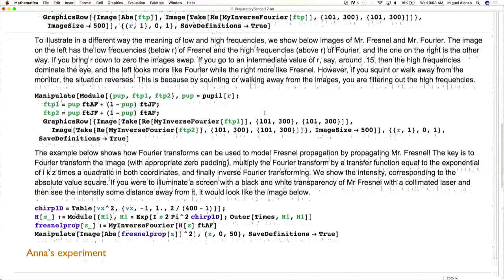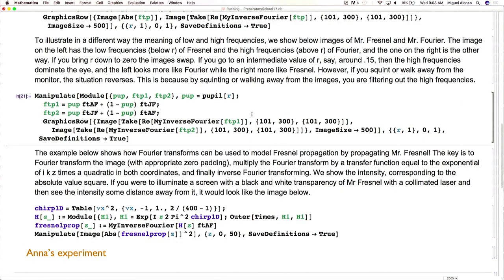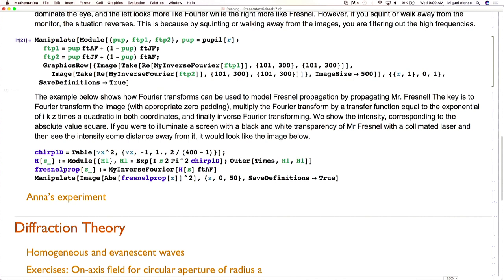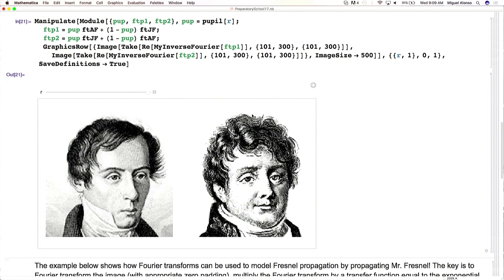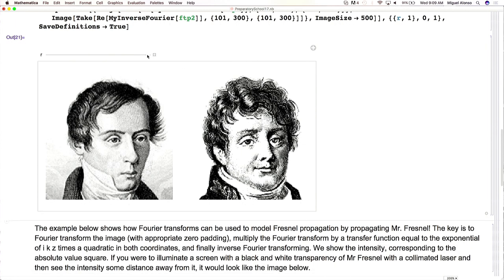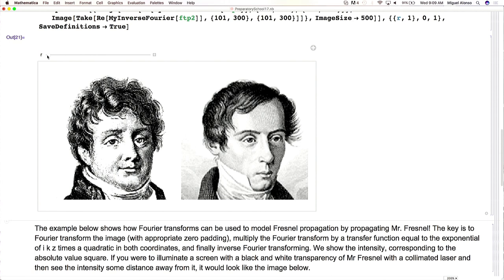I'm going to show you a couple of versions of this. Let's see if this one works better. No. Okay, it's calculating something. And here, I'm going to show both Mr. Fresnel and Mr. Fourier. A bit of time. There they are. So I have a slider here. If I'm here, Fourier is on this side, Fresnel is on this side. If I go all the way to the other side, they switch.